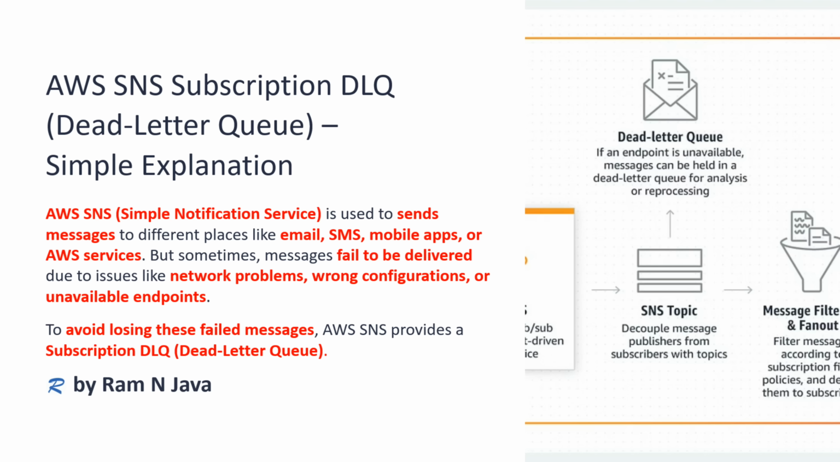In this video tutorial, I will explain what is AWS SNS subscription DLQ. DLQ is nothing but dead letter queue. AWS SNS is used to send messages to different places like email, SMS, mobile apps or AWS services. But sometimes messages fail to be delivered due to issues like network problems, wrong configurations or unavailable endpoints. To avoid losing these failed messages, AWS SNS provides a subscription DLQ.